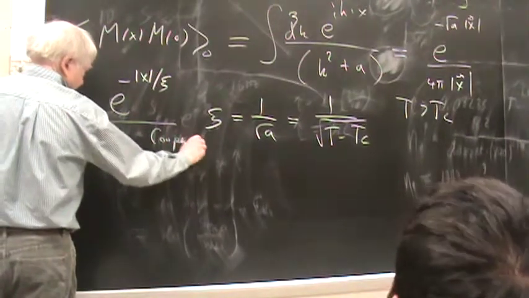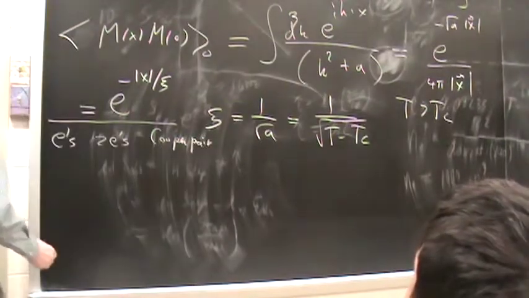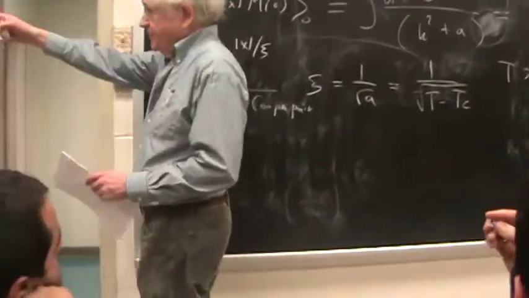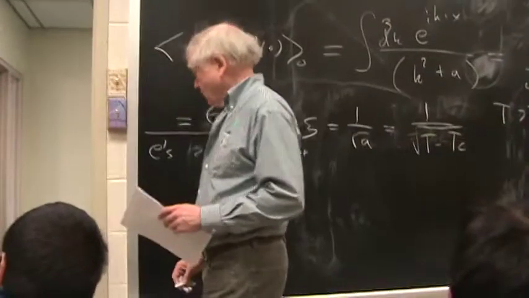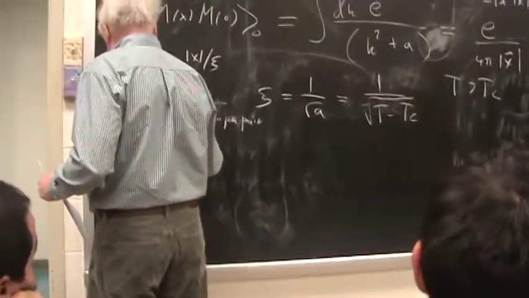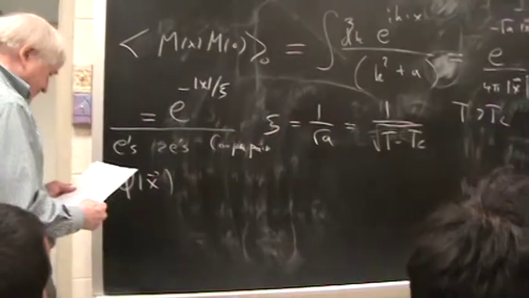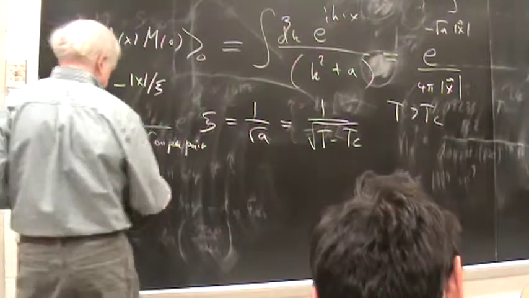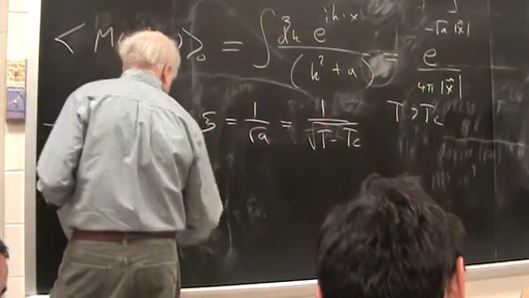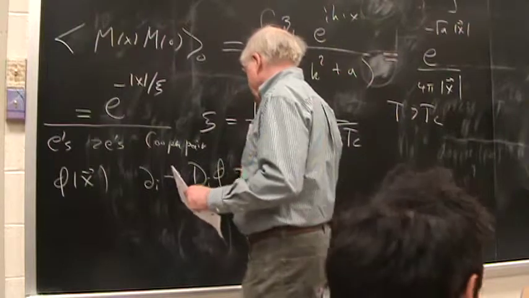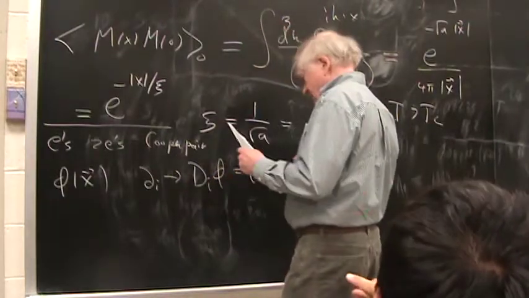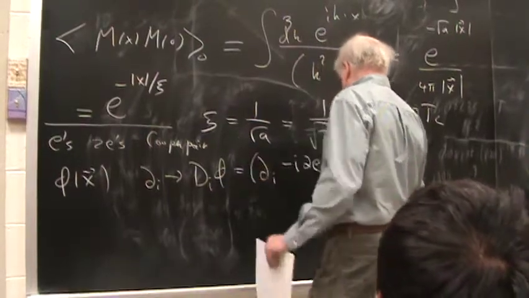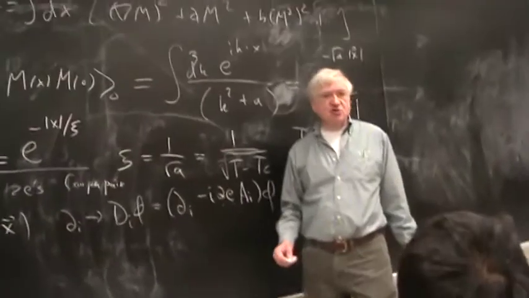So our Lagrangian is going to be in terms of this? Yes, in terms of a field. It's a Cooper pair field. And by the way, this M that we were talking about here is called an order parameter, so is phi of x. This is going to be our Cooper pair field. But now, because it's a charged complex field, our derivative is going to be D_i phi, which is going to be (d_i minus i 2e A_i) times phi. Why 2e? Because it's a charge 2e field.